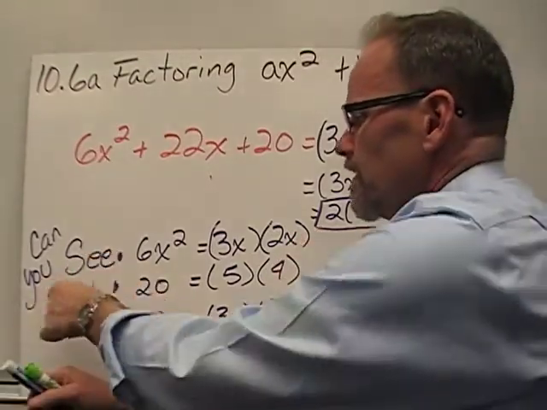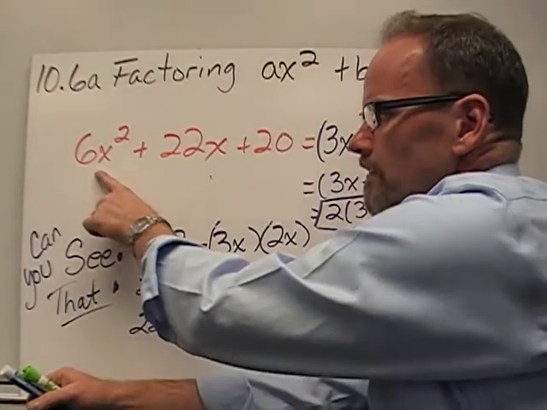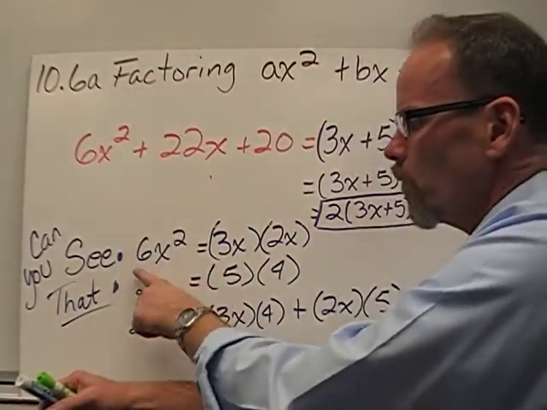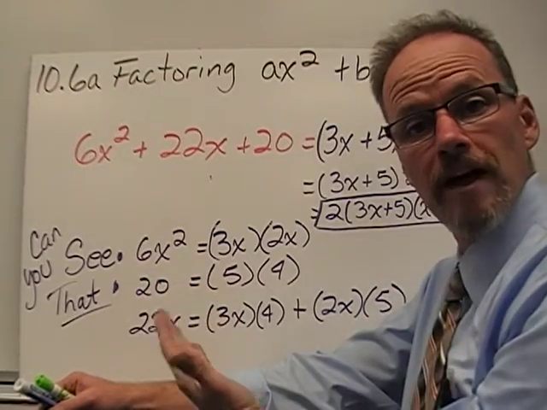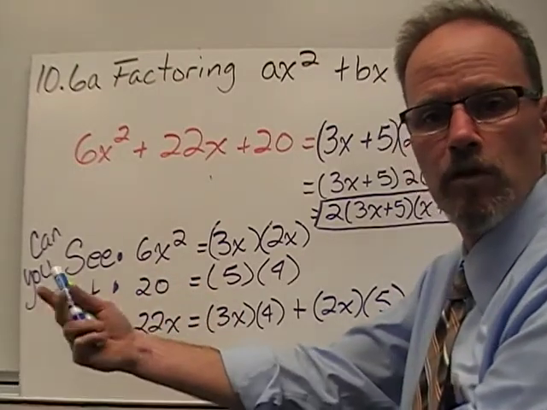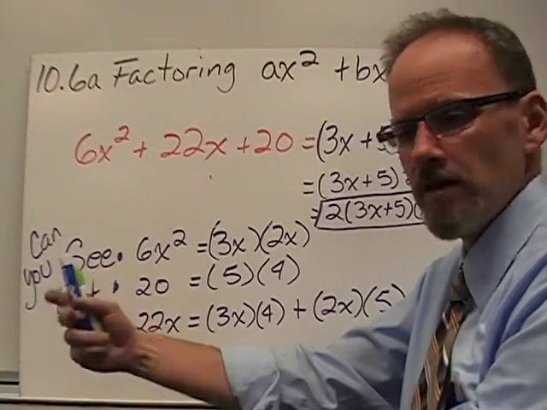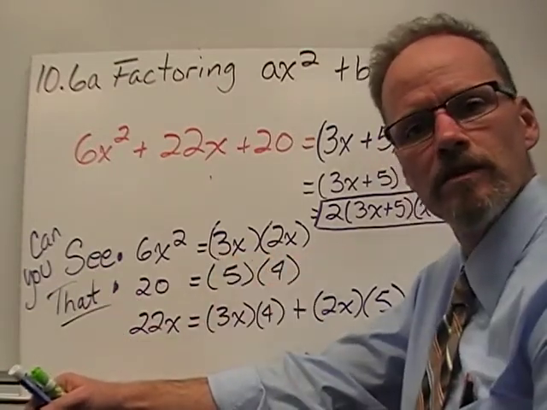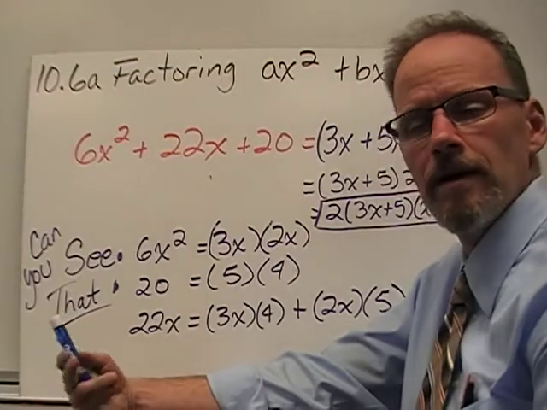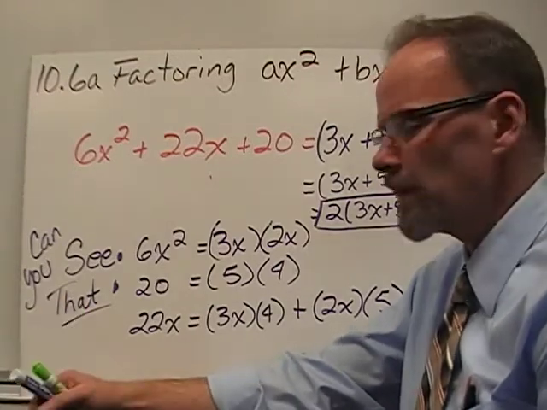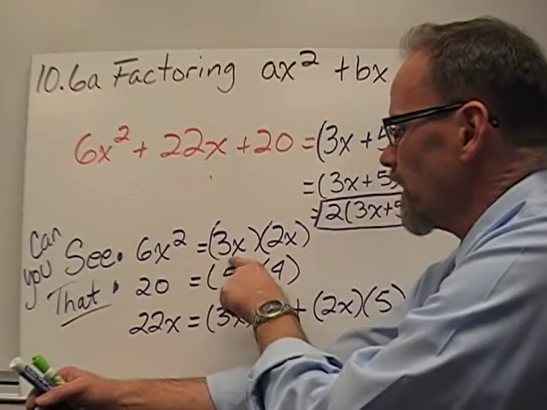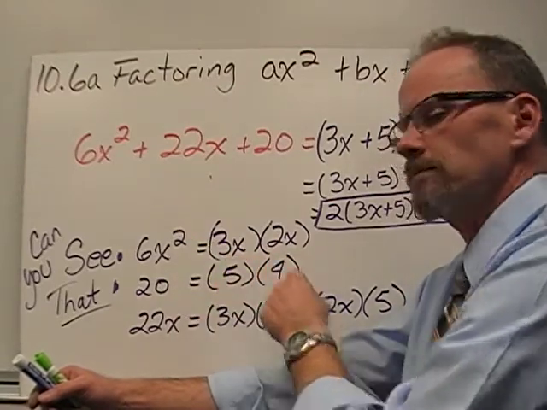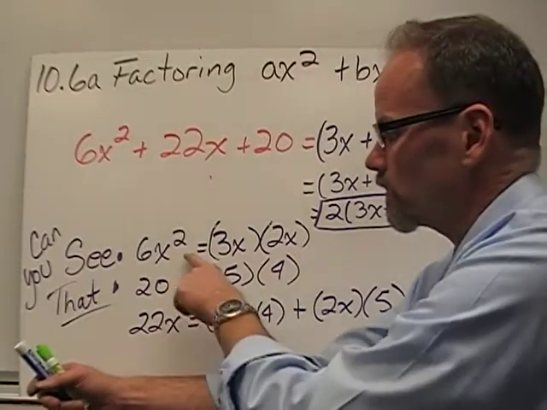You can see that if I take the 6x squared right here, what are some numbers that will get me to 6 that I can multiply? What are some factors? 2 times 3 or 3 times 2. I put 3 times 2. I could do 6 times 1, that's all I got. I got the x, x times x gives me the x squared. So if I multiply 3x times 2x, I get 6x squared.